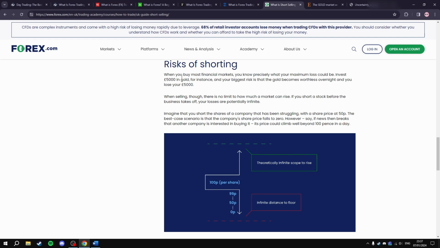Risks of shorting. When you buy most financial markets, you know precisely what your maximum loss could be. Invest 5,000 in gold, for instance, and your biggest risk is that the gold becomes worthless overnight and you lose your 5,000. When selling, though, there is no limit to how much a market can rise. If you short a stock before the business takes off, your losses are potentially infinite. Oof.